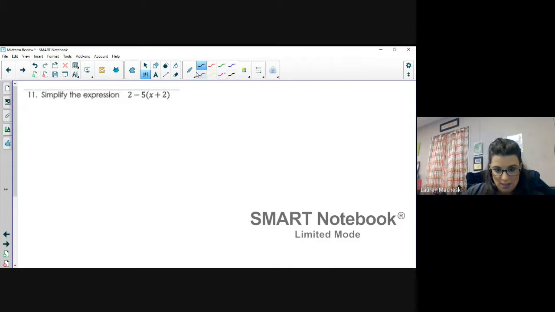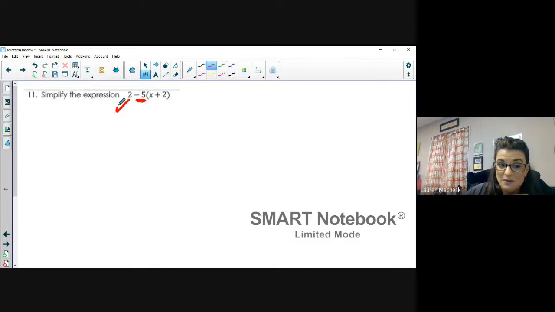So if we look, it says simplify the expression. Now, how am I going to simplify the expression? So remember, you always get rid of parentheses if you can, and then you combine like terms. And it looks like I have parentheses. So I need to distribute. Well, what is in front of the parentheses for me to distribute? In front of the parentheses is the -5.